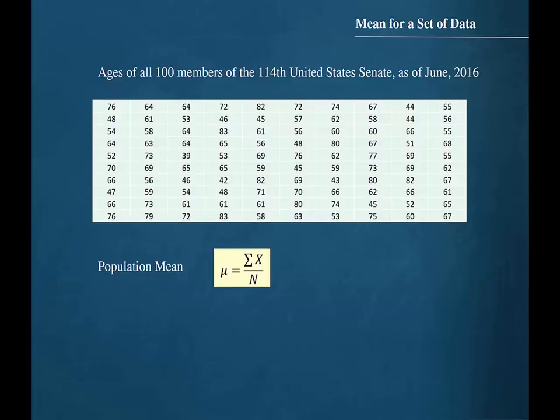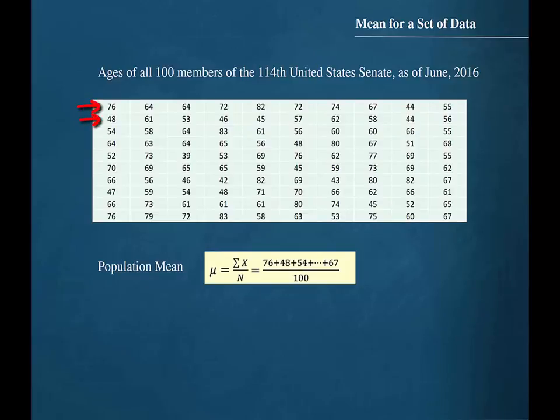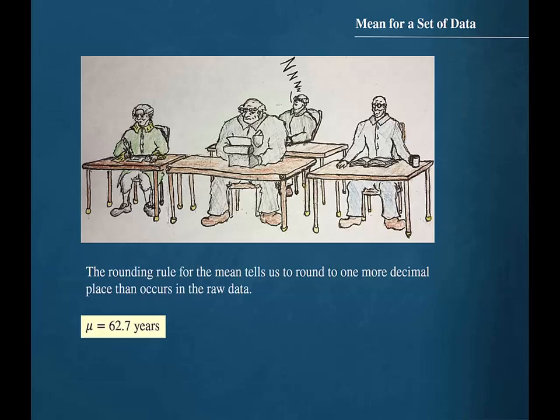Again, the formula tells us to add all of the data values and then divide by the number of data values in the data set. So we will add 76 plus 48 plus 54 and continue this process until we have added all of the values in the set, all the way down to the 67 in the last entry in the table. Then we will divide by 100, which is the number of values in the set. Without rounding, this calculation gives us 62.65 years.